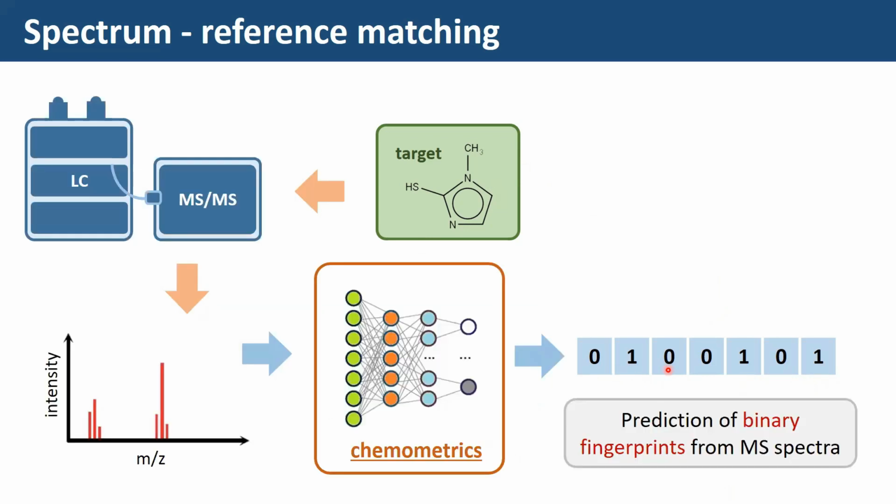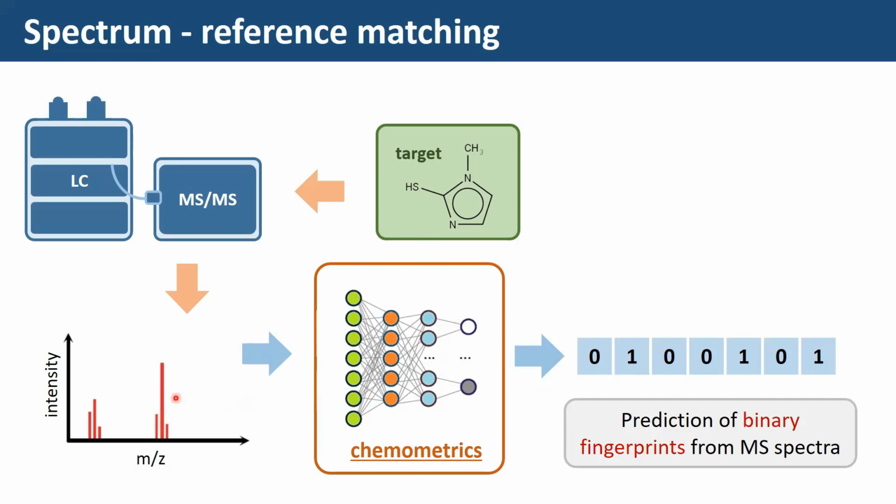The idea is to find, by means of chemometrics, a model which is able to calculate a relationship between the mass spectra and the fingerprints. If we are able to do this, the mass spectra are, let's say, the independent variable, and the fingerprints are the dependent variable, the y responses.